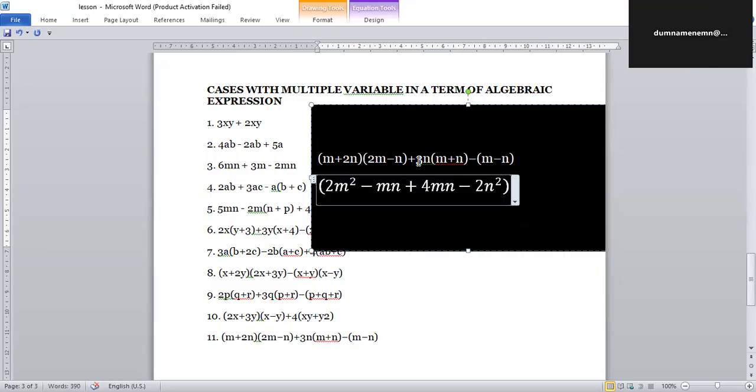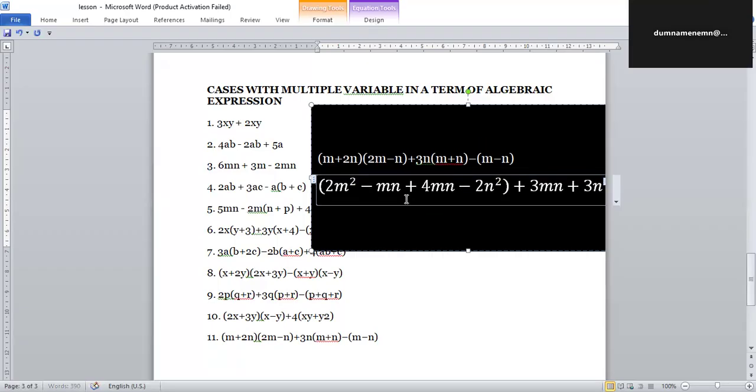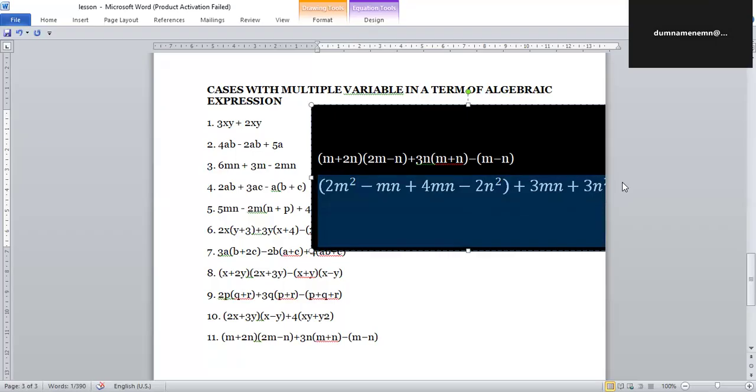Now you can see that what precedes the bracket multiplies everything in the bracket. So 3n multiply m, I'm going to have 3mn. Then 3n multiply plus n, I'm still going to have it positive, and it's going to be 3n squared. All right, so let me adjust this a little bit. We are done with that.